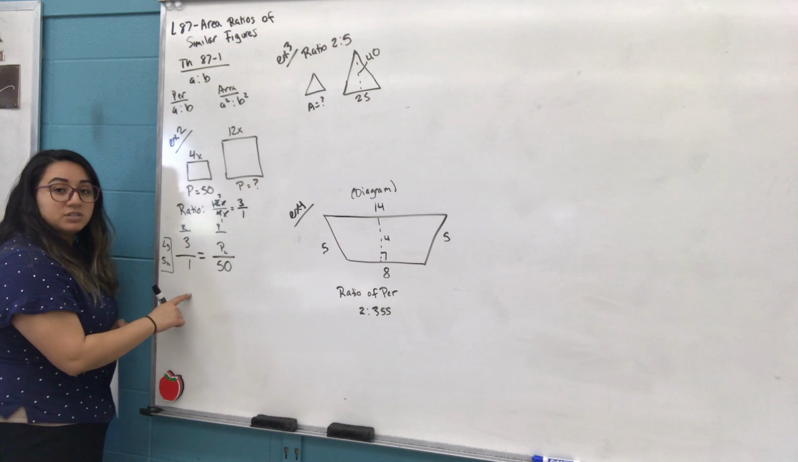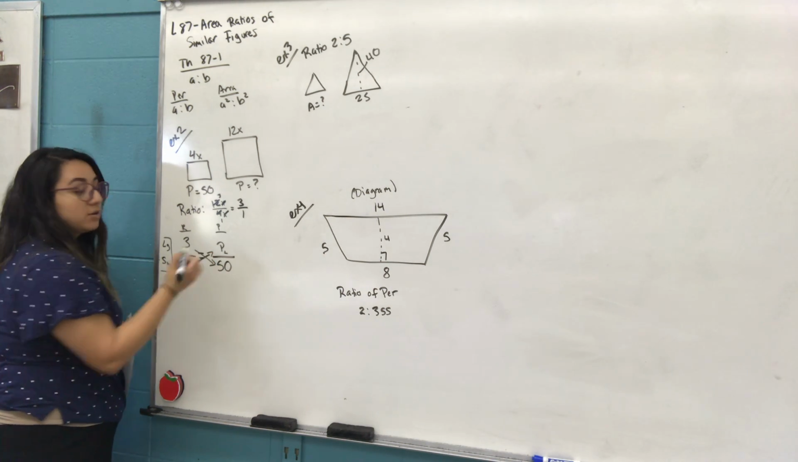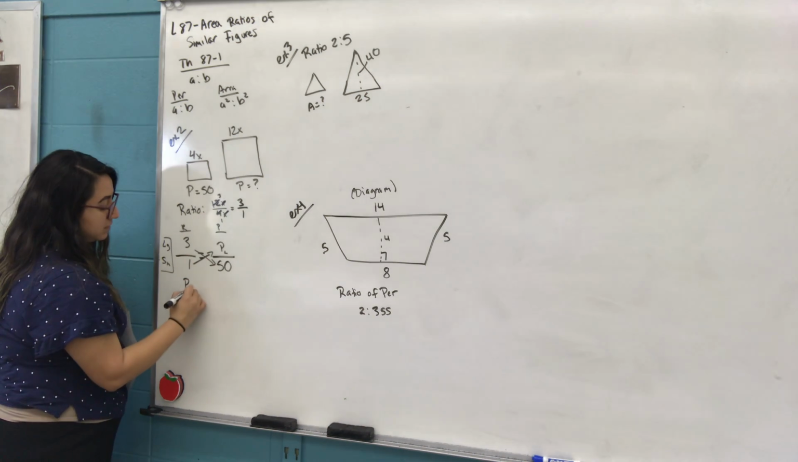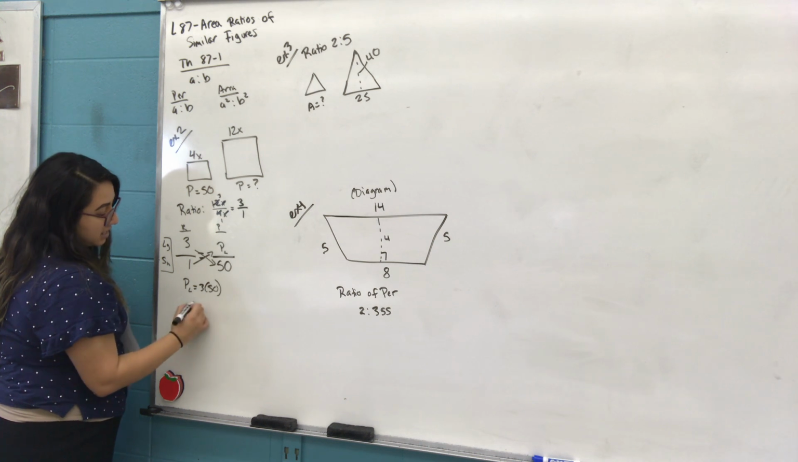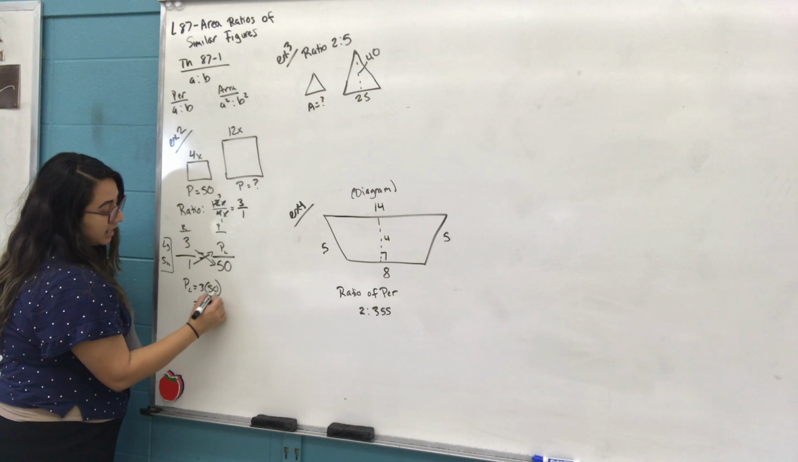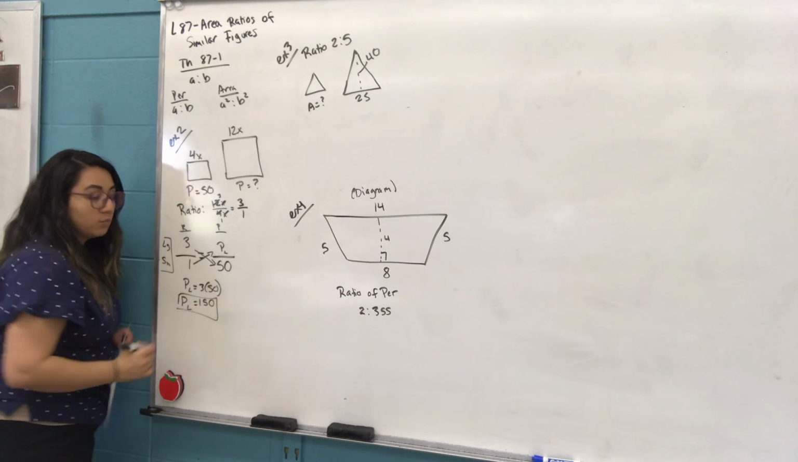Now we have our ratios. We have our two fractions. We set them equal to each other, and we cross multiply. So 1 times P, which is P, the perimeter of the larger one, is equal to 3 times 50. And to solve for that, you do 3 times 5, which is 15. Add the 0 from the end. So now your perimeter for the larger shape is 150.